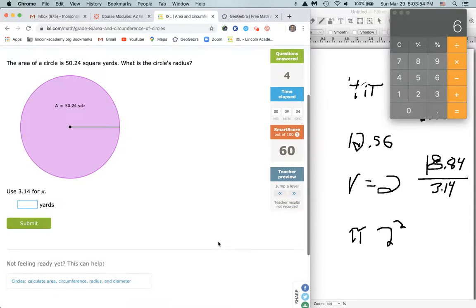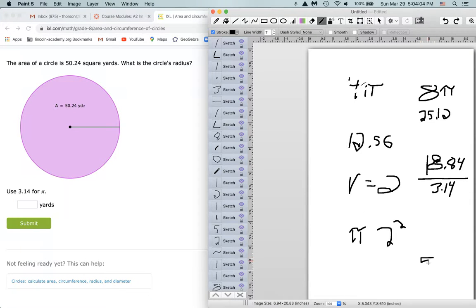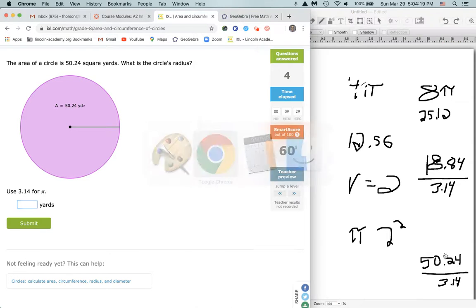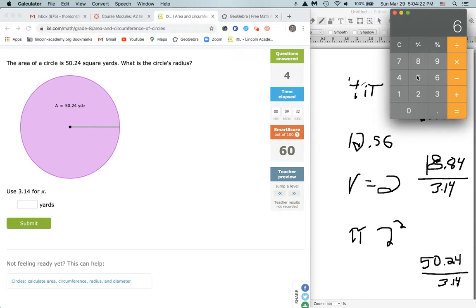Okay, here is probably the next one that's the hardest. The area of the circle is 50.24 square yards. What is the circle's radius? Well, to find the radius, I'm going to have to take 50.24 and divide by pi first. That gives you not the radius, it gives you the radius squared. So I'm going to divide by 3.14. And again, I'm going to use a calculator to do that. So I grab my calculator, I do 50.24, I divide by 3.14, and that equals 16.